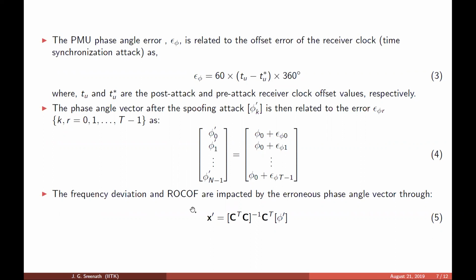The frequency deviation and the rate of change of frequency are impacted by the erroneous phase angle vector. So this is your erroneous phase angle vector. You use this particular erroneous phase angle vector to estimate the states. So now, the information that you get here is actually the incorrect rate of change of frequency measurement and the frequency measurement.